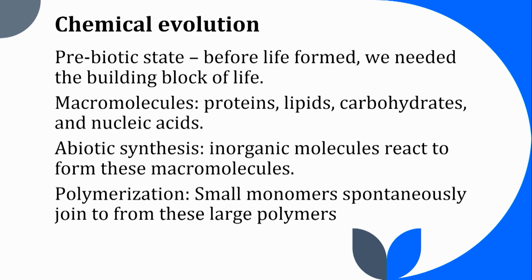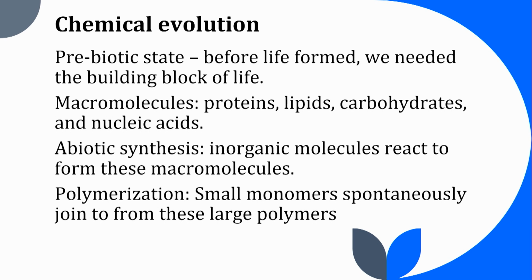As far as macromolecules go, there are 4 main types. You have proteins, which are made up of amino acids. You have lipids, which are made up of fatty acids. You have carbohydrates, which are made up of monosaccharides. And you have nucleic acids, which are made up of nucleotides. So we need to build those monomers and then eventually these polymers. And then once we have these macromolecules, proteins, lipids, carbohydrates, and nucleic acids, then we can start to form more complex forms of life.